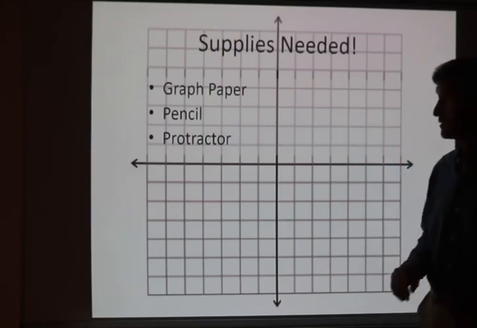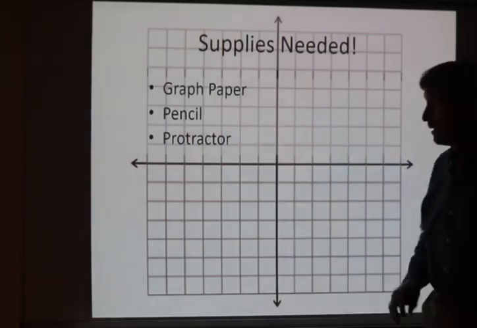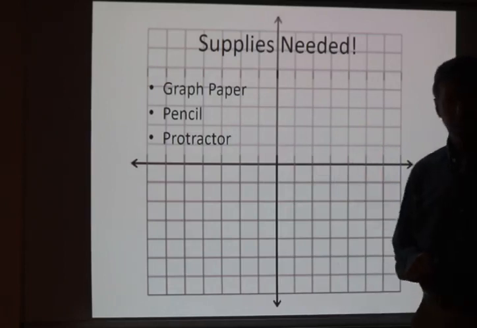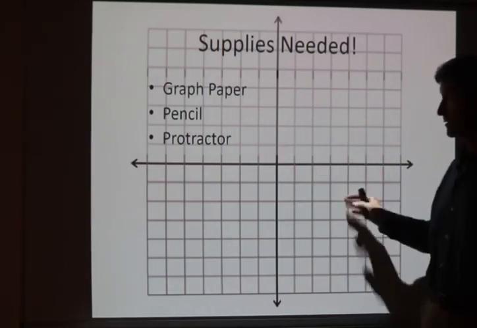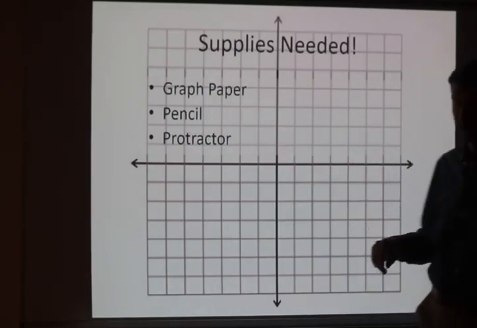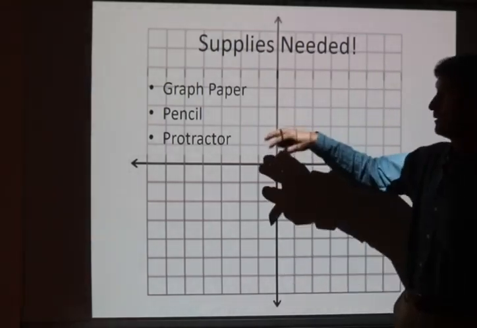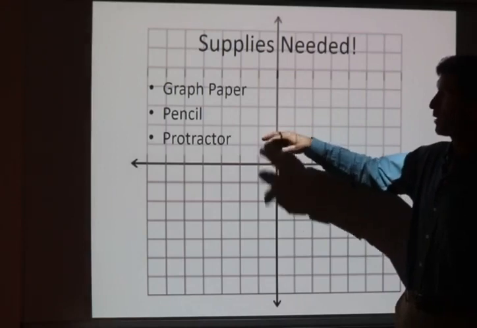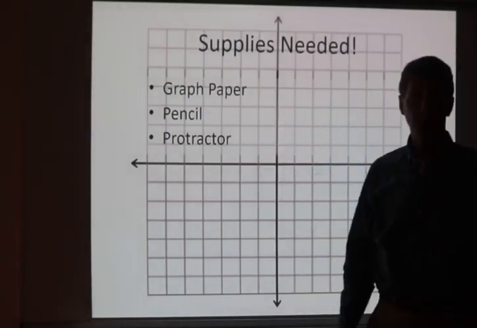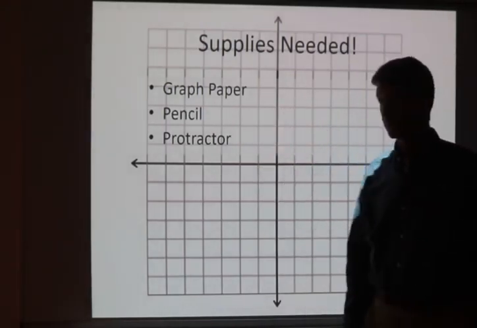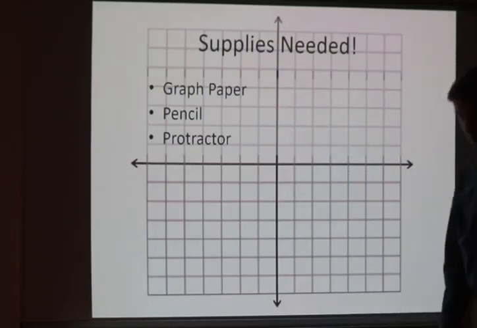So the first thing that you need to do is get some graph paper. I actually printed up some graph paper when I did this. I actually stole this graph paper from online. So you don't even have to go out and purchase graph paper, but you do need a protractor. You're also going to need a ruler for measurements.